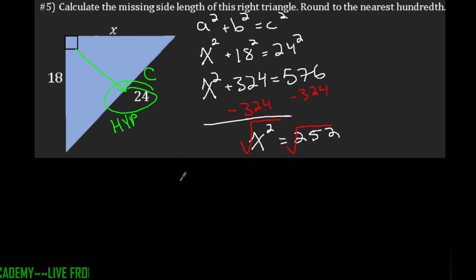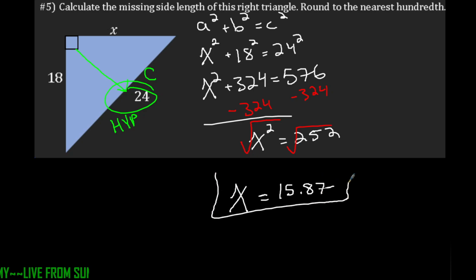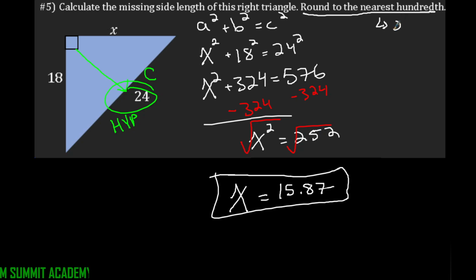So take a square root. I can say x is going to be equal to, and we rounded and we said it, we have 15, or what did we say? Yeah, 15.87. 15.87. So be sure to round to the nearest hundredth. That means the second decimal place.